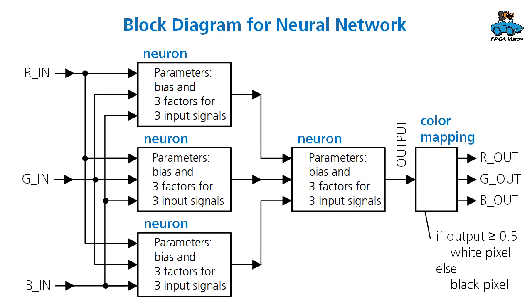And we have output processing. The output of the neural network is a value between 0 and 1, and we're doing color mapping. If the output value is 0.5 or larger, we indicate this with a white pixel. In other cases, we have a black pixel at the output. So the output image shows us the mapping of the color.